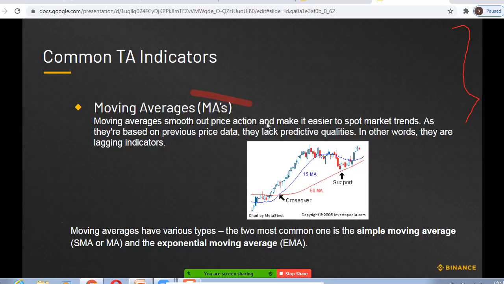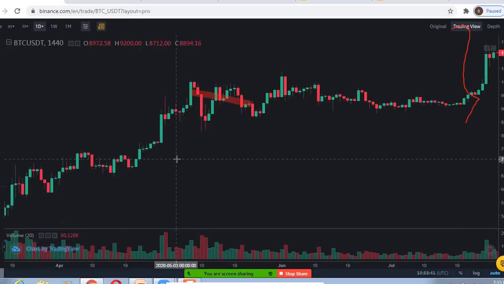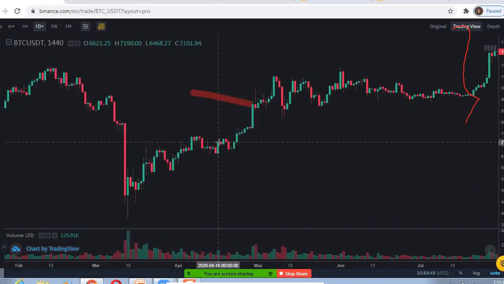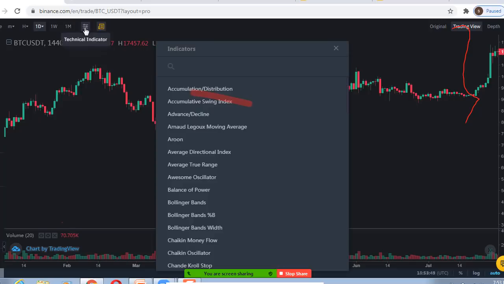Remember, you can't use the moving average if the market is moving sideways. You can't use it. So they lack predictive qualities. In other words, they are lagging indicators. What does that mean? It means that you cannot actually use the moving average to predict the price of the market. You can only use it to support your trade in the case of defining the type of market, that is, is it moving upward or downward?